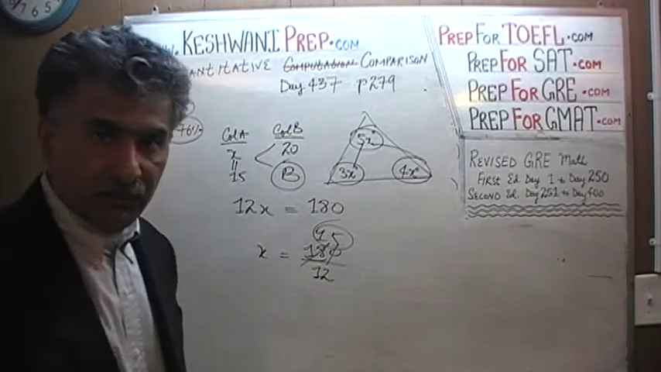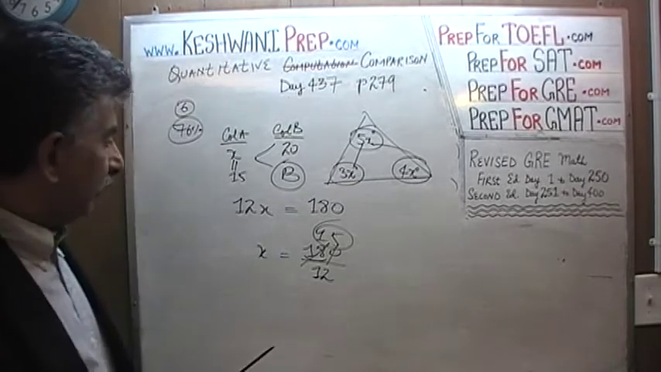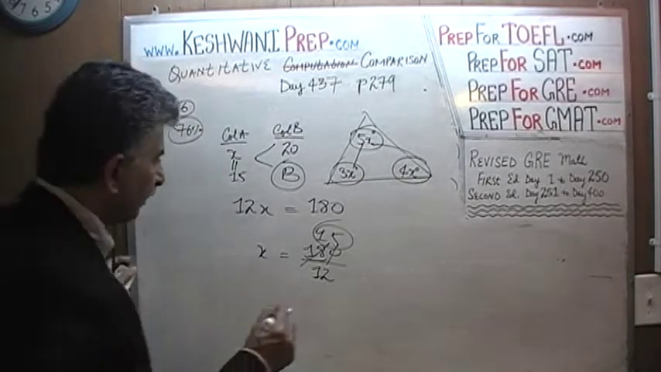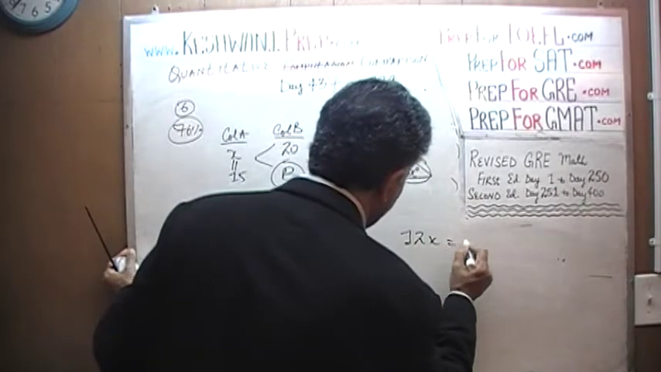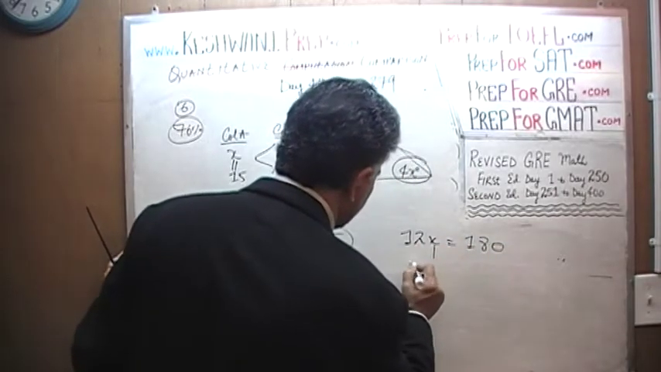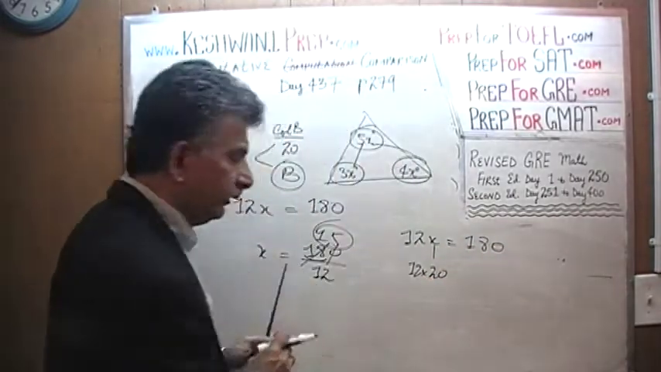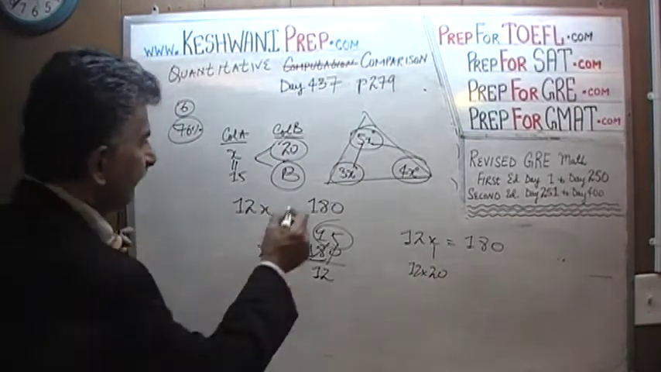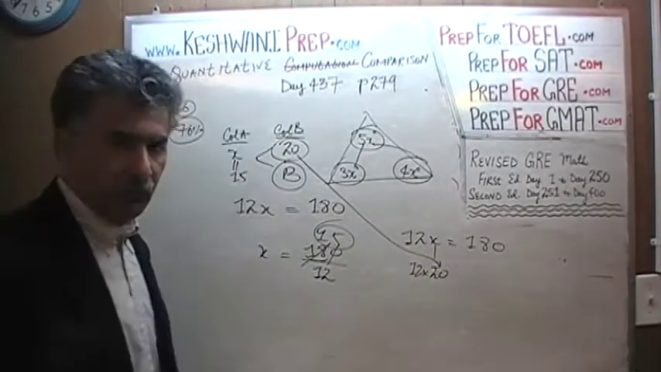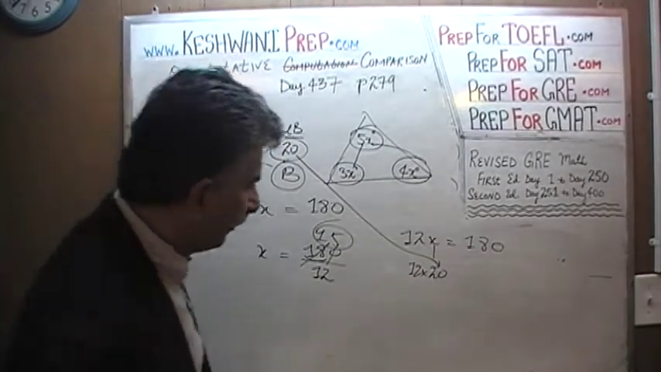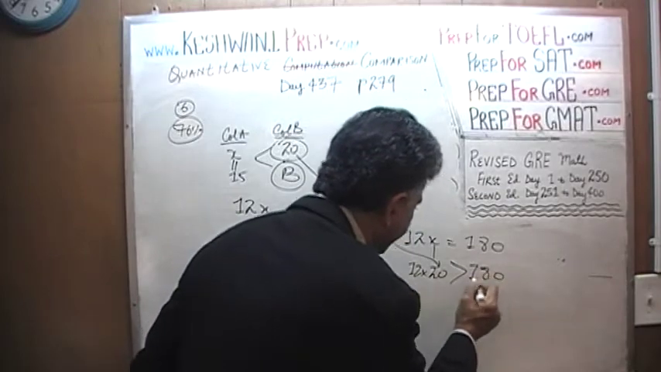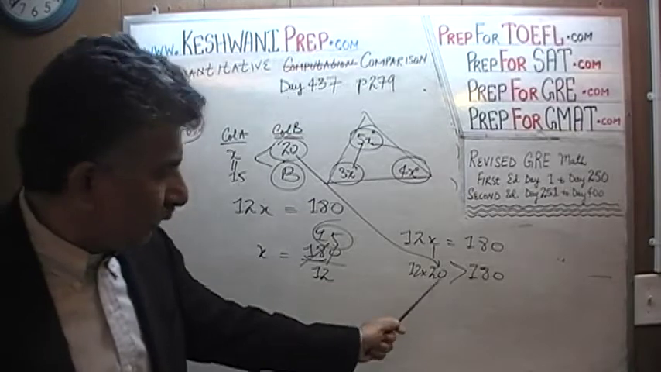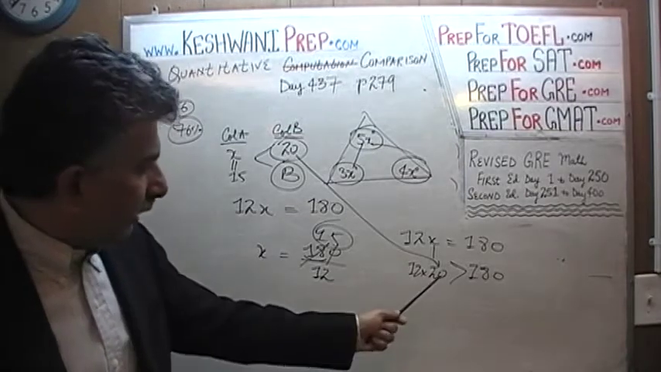Another way we could have very quickly solved this problem is that once we had this equation here, 12x equals 180, we could substitute 20, because that's what appears in this column. If you substitute 20 in here, you can immediately see that 20 times 12 is more than 180. It's way more than 180. That tells you that x, whatever the hell it is, is less than 20. x has to be less than 20. I should have done it that way.